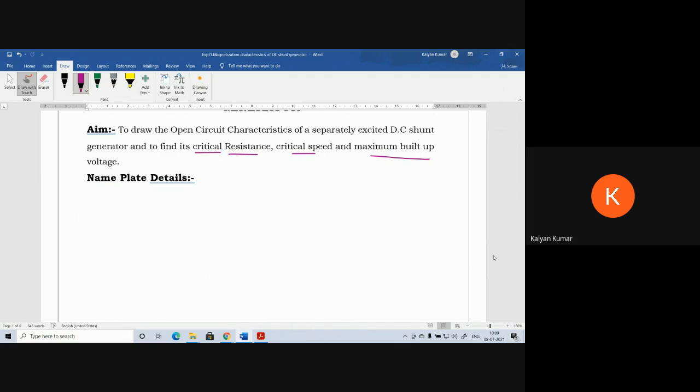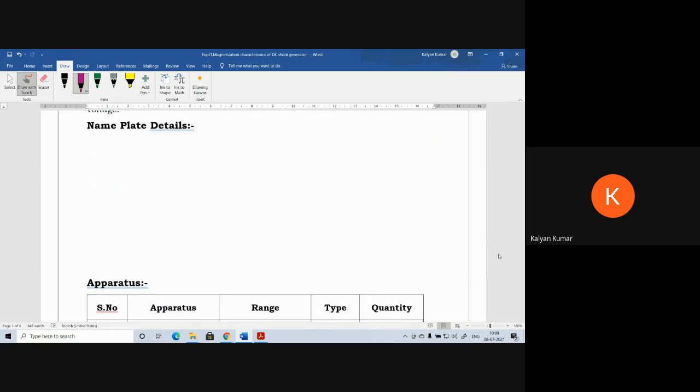And the next one is maximum build-up voltage. What is the maximum voltage that the generator can generate under no load conditions? That value we can obtain from the open circuit characteristics. Okay, so let's see the nameplate details.